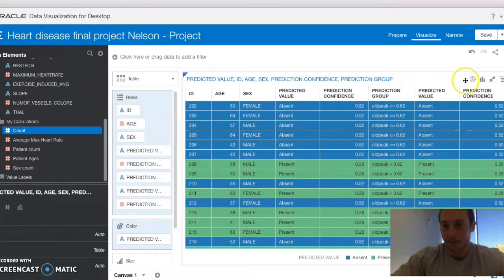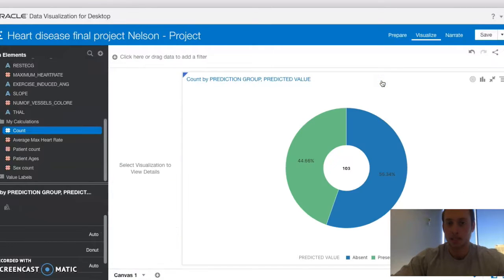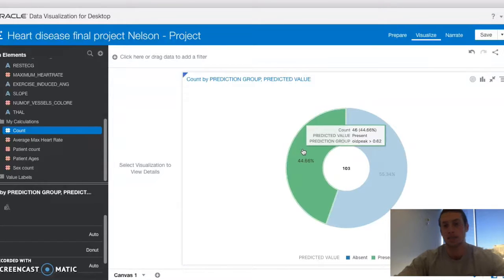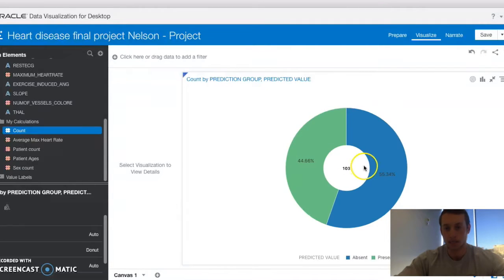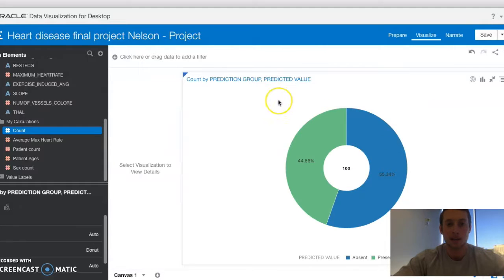For our next one, I created this, which shows the total count of patients, and then right here you have the count of present, which is 46, and it is 44.66% of the total patients. And then right here it is absent, and that is 57 counts and 55.3% of patients.